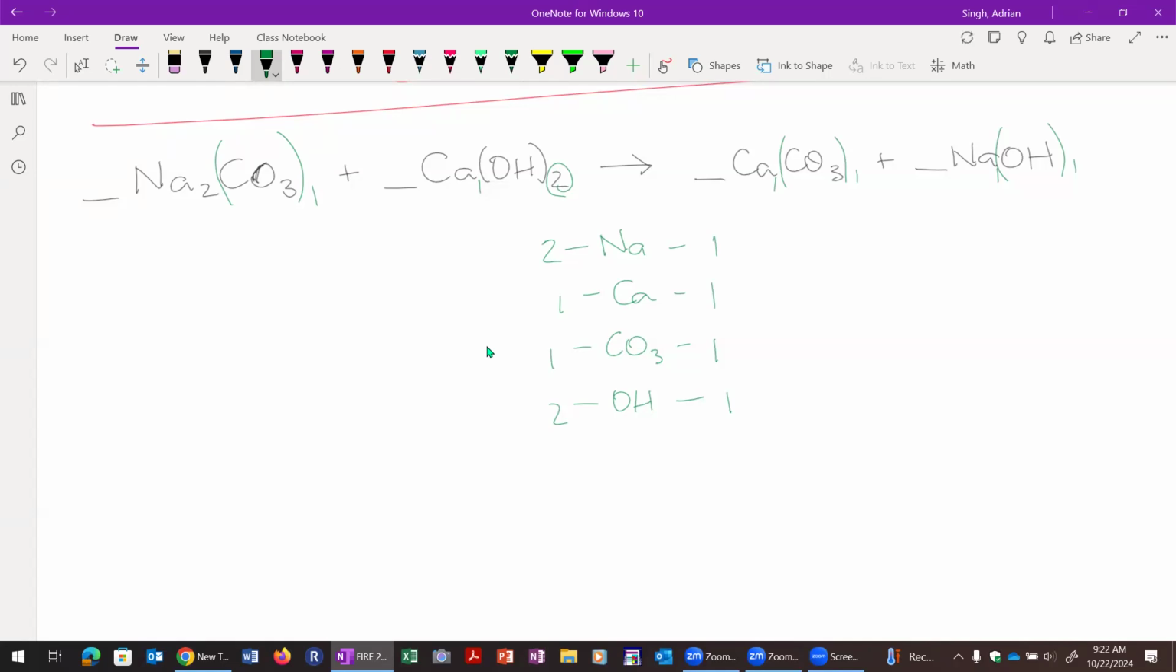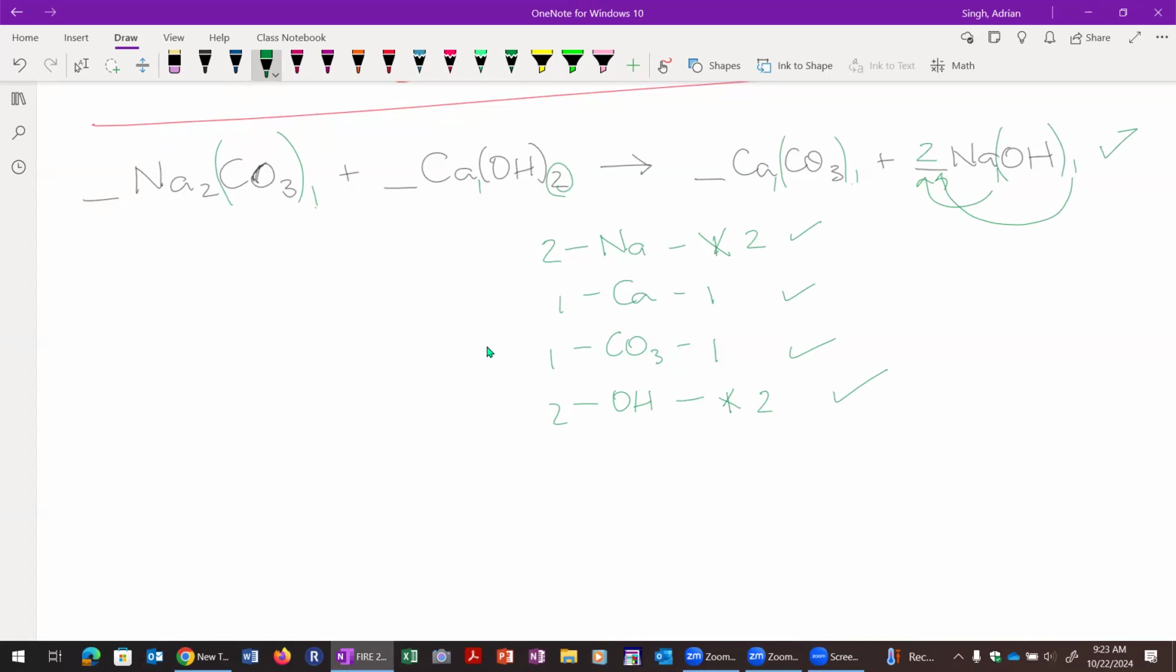So now I can go ahead and balance. I have two Nas on the left. I need to make two Nas on the right. So 1 times something is going to give me 2. So that obviously needs to be a 2. So this changes my sodium to 2. But I've also changed my hydroxides now. So 1 times 2 is going to give me 2 hydroxides. Guess what? That automatically now balances my hydroxides. I balance the sodiums. We already have one calcium on either side, so the calciums are good. And I have one carbonate on either side as well. So this is your balanced equation. You only need to change one of the coefficients in this case.